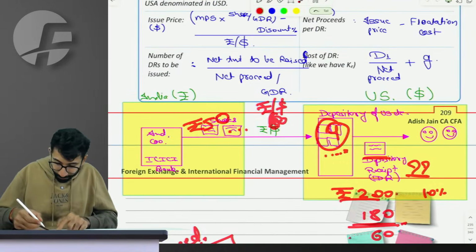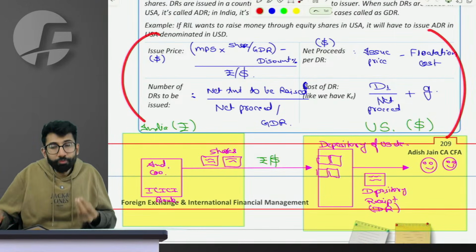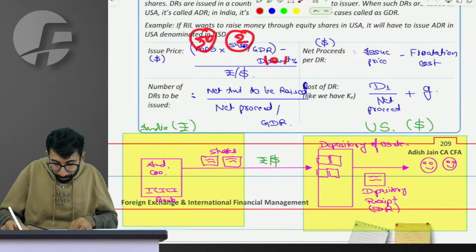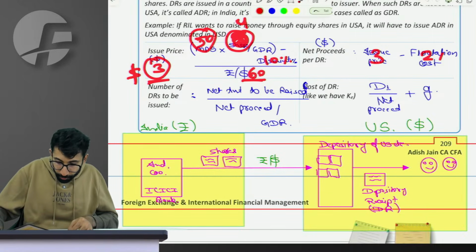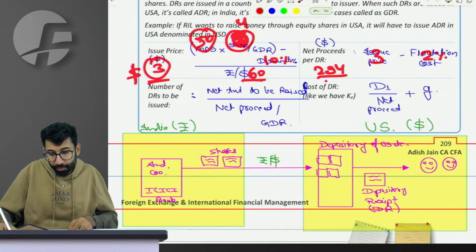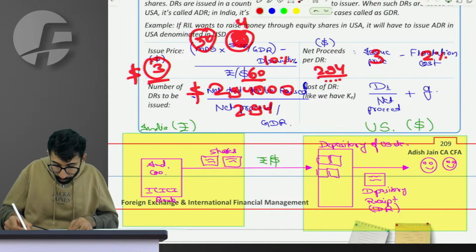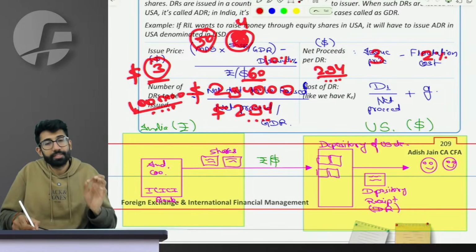So let us solve a practical question. These are the formulas I have typed down for you, but they are more of a common sense. Every GDR has 4 shares where the price per share is 50 and I am giving you a 10% discount, where the rupee per dollar rate is 60. So $3 is the issue price. From $3, if 2% flotation cost is deducted, 2.94 is the net proceed. So if I need $2,94,000 as my total amount and the per-unit proceed is 2.94, how many GDRs do I need to issue? 1 lakh. That simple is the solution.